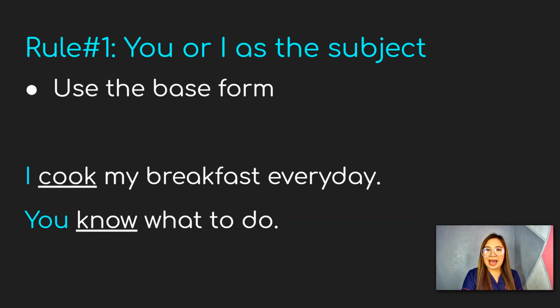First rule is if we have the pronouns you or I as our subject of the sentence, we are going to use the base form of the verb. And when we say base form, it means that we are not going to add anything to the verb. Let's have some examples. I cook my breakfast every day. You know what to do. I use the pronouns I and you for these two sentences. That is why our verb remains in its base form.